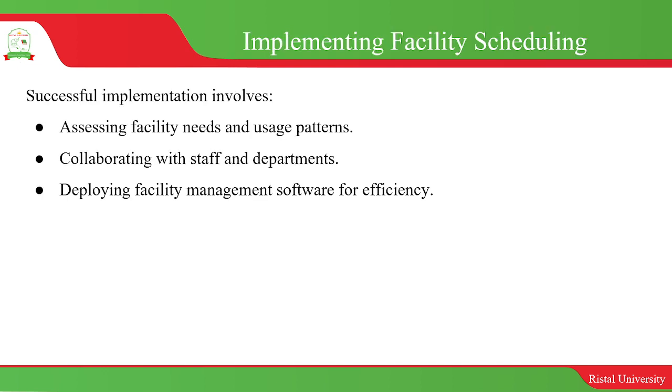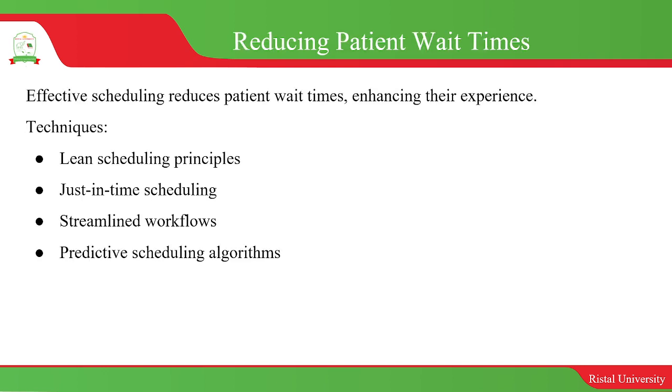Implementing facility scheduling. Successful implementation involves assessing facility needs and usage patterns, collaborating with staff and the departments, and then deploying facility management software for efficiency. Reducing patient wait times. Effective scheduling reduces patient wait time, enhancing their experience. For techniques, we can use lean scheduling that we already talked about in a previous lecture, just-in-time scheduling, streamlined workflows, and predictive scheduling algorithms to help us forecast what might happen in the next days and how we can adjust accordingly.